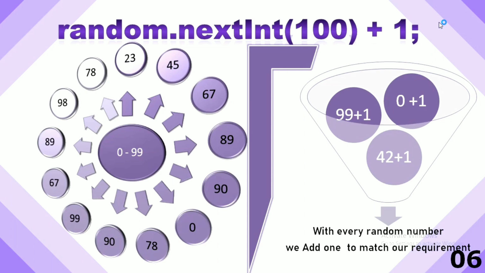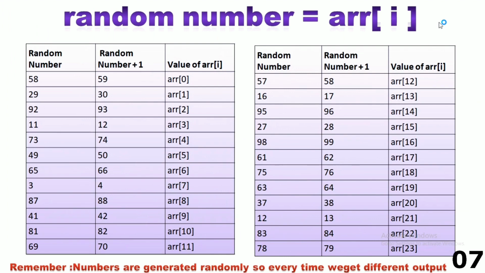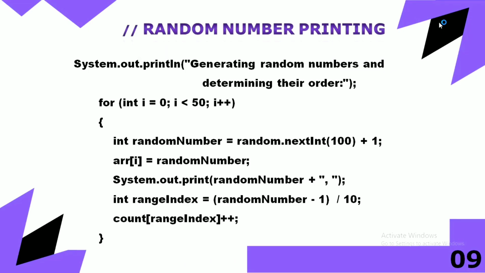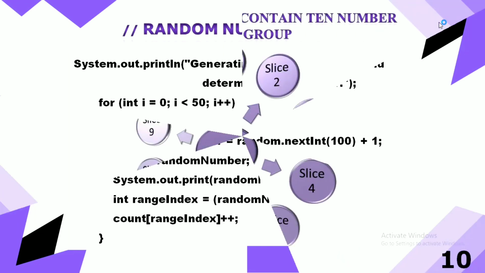For example, if nextInt(100) generates the value 42, it is definitely within the range of 0 to 99. By adding 1 to it, we get 43, which satisfies our requirement of generating a random number between 1 and 100. So we take the generated random number and place it in the ith slot of the arr array. The next line displays the value of randomNumber on the console, accompanied by a comma and a space.